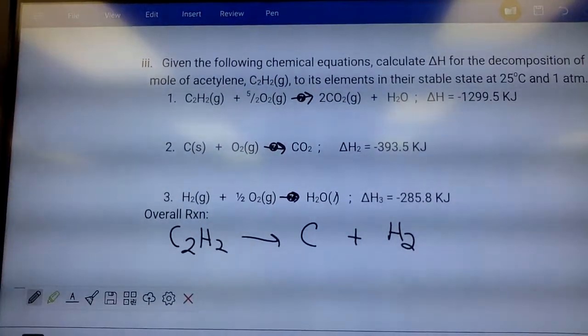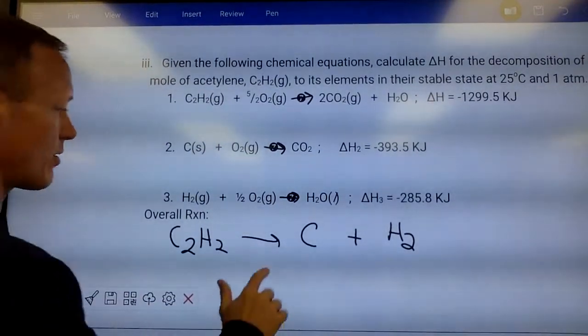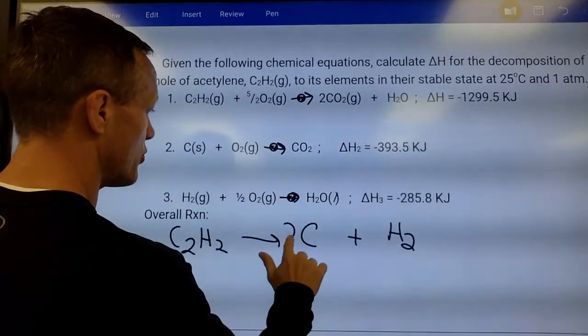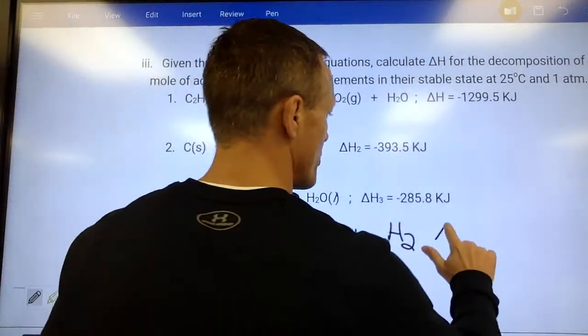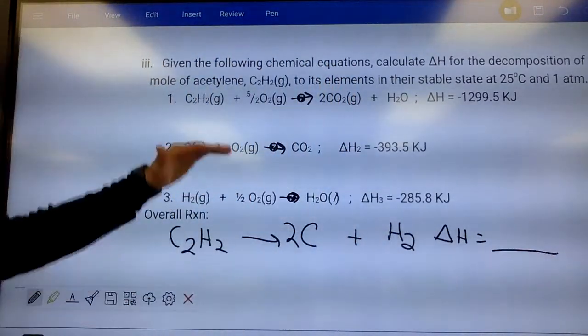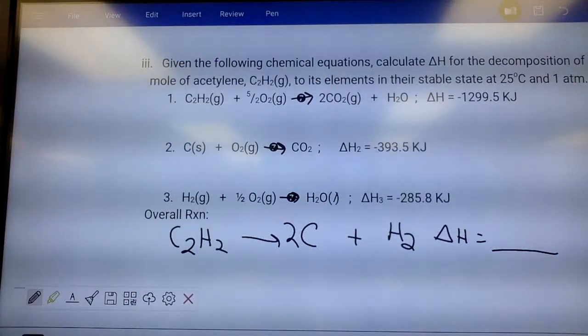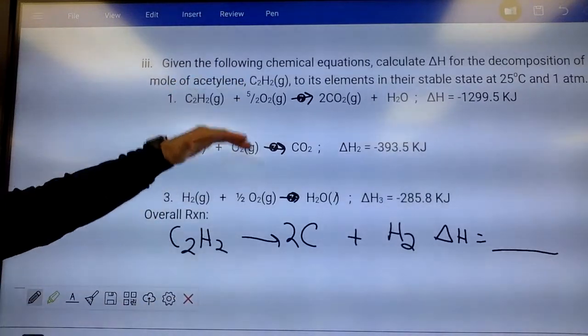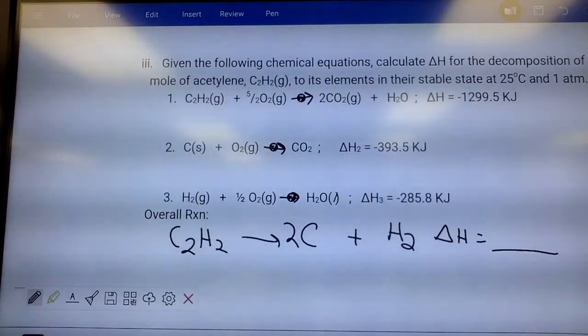If we're going to balance that, we need a 2 in front of there. So we want to know what is the enthalpy change for this reaction, given these reactions. So first of all, we need to make sure these reactions add up to that one.